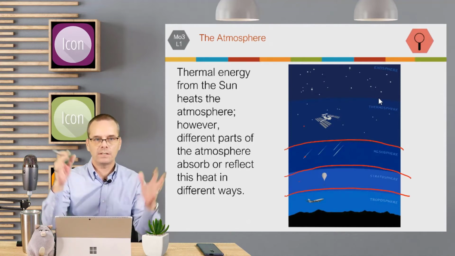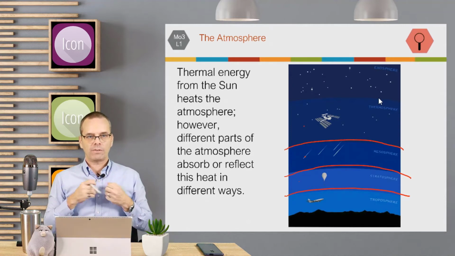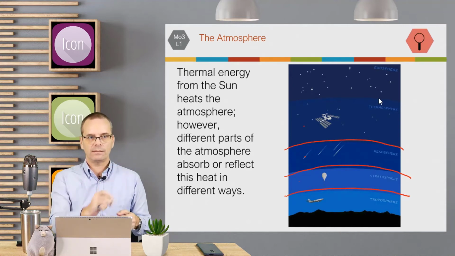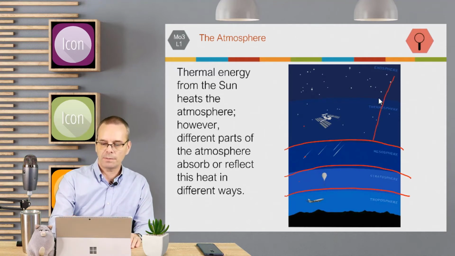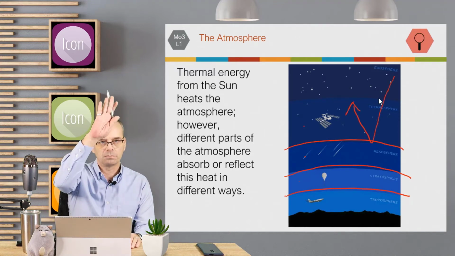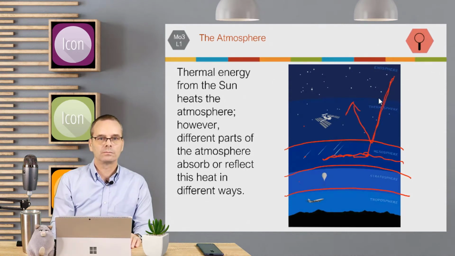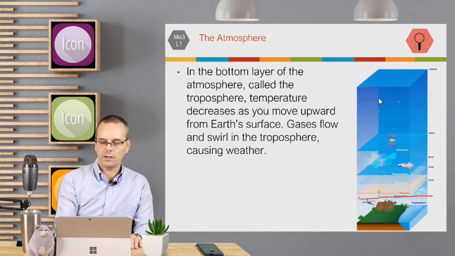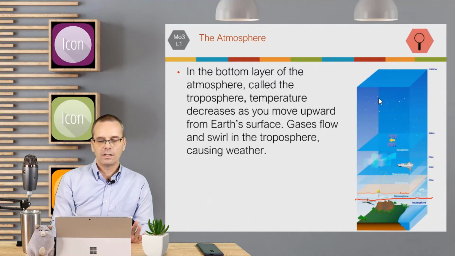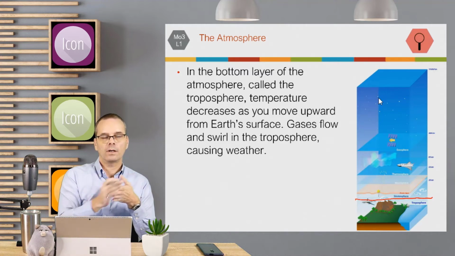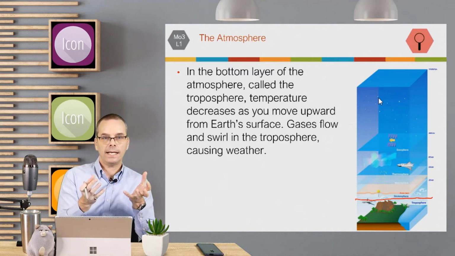To absorb means you take it in, and to reflect means it bounces off. All right? So the heat comes in, boom, it bounces off and goes back out. Or the heat comes in and it's absorbed and spread out. Now in the bottom layer of the atmosphere, which is called the troposphere, that's where we are. All right? And there it's warmer because the Earth is giving off heat or absorbing the heat and heating up.